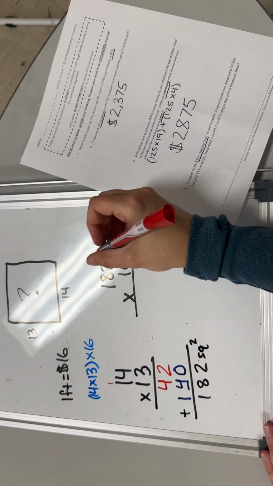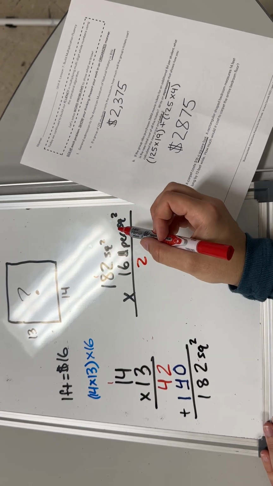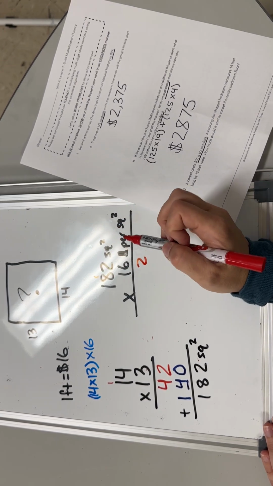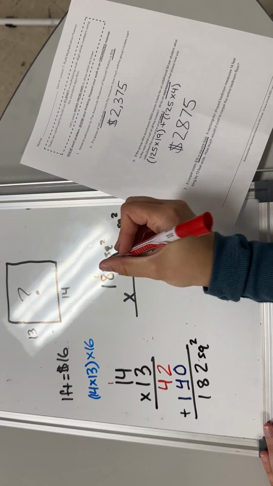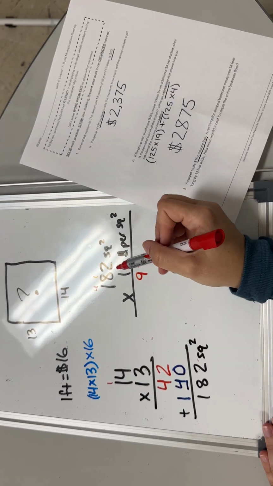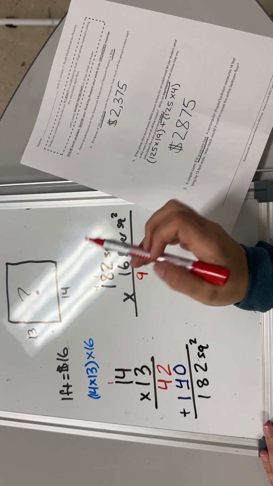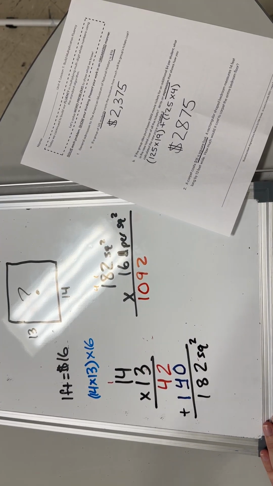Starting with 6 times 2, I get 12. I'll place the 2 and carry the 1. Then I have 6 times 8, which is 48. And I'm going to add 1 to it to get 49. I'll place the 9, carry the 4. 6 times 1 gives me 6, plus 4 is 10. There's my first partial product.